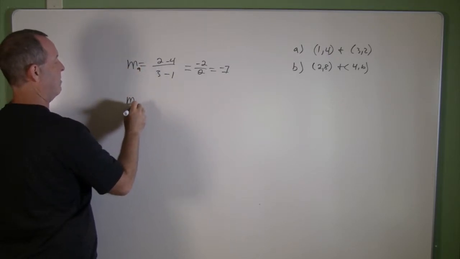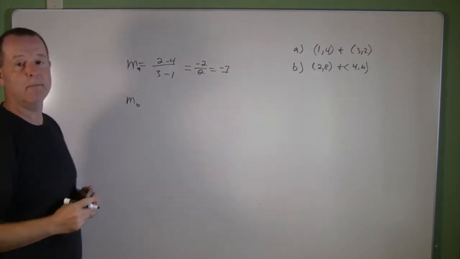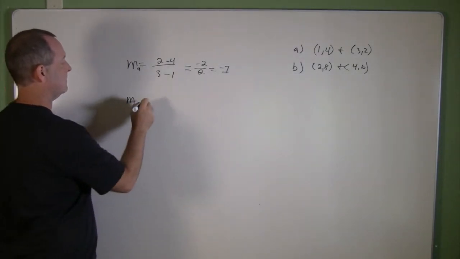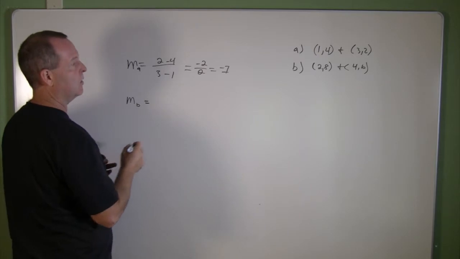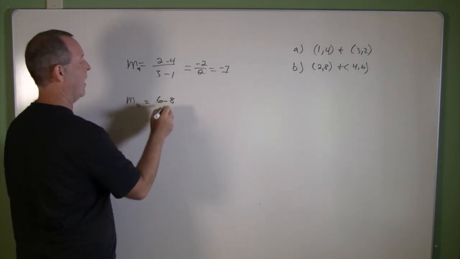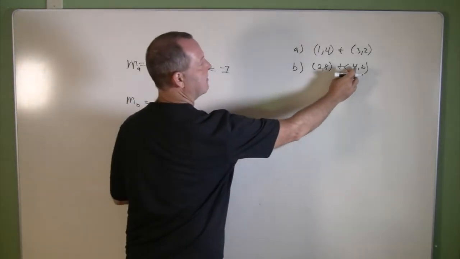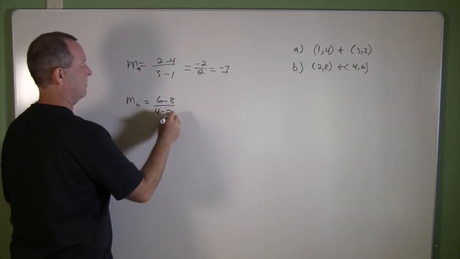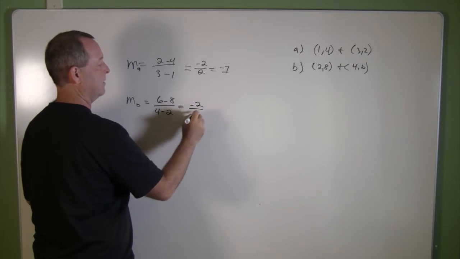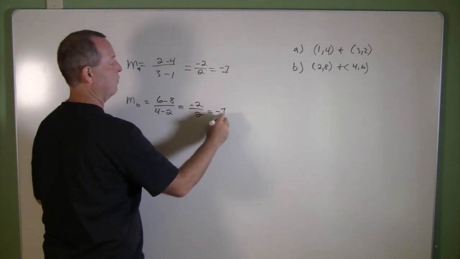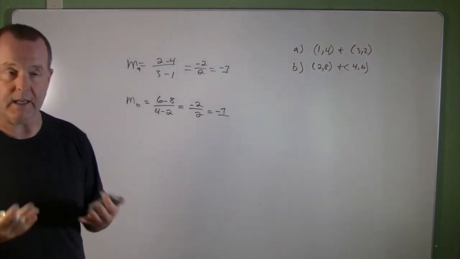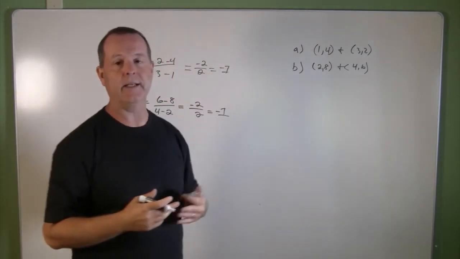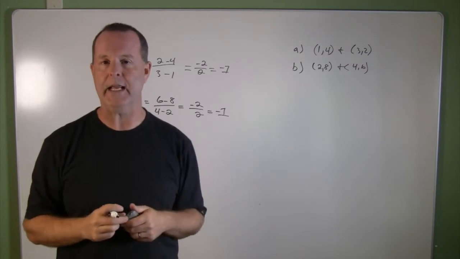And let's look at the slope of the second line. My little subscript B just means I'm looking at the second set of points. That equals 6 minus 8, y2 minus y1, over x2 minus x1, which is 4 minus 2. I also get negative 2 over 2, or negative 1. And so both lines, as determined by each set of points, produce a slope of negative 1.